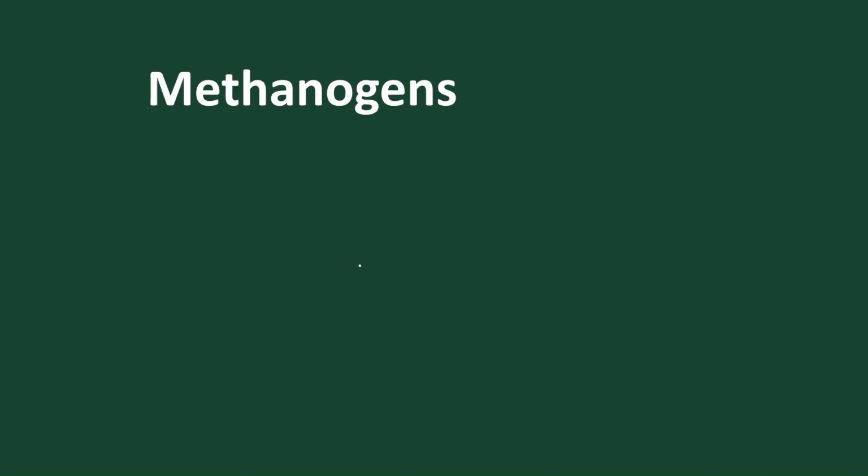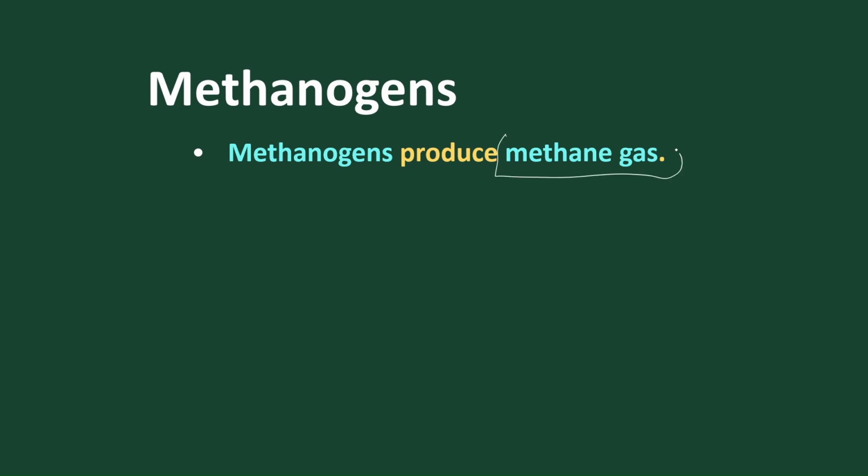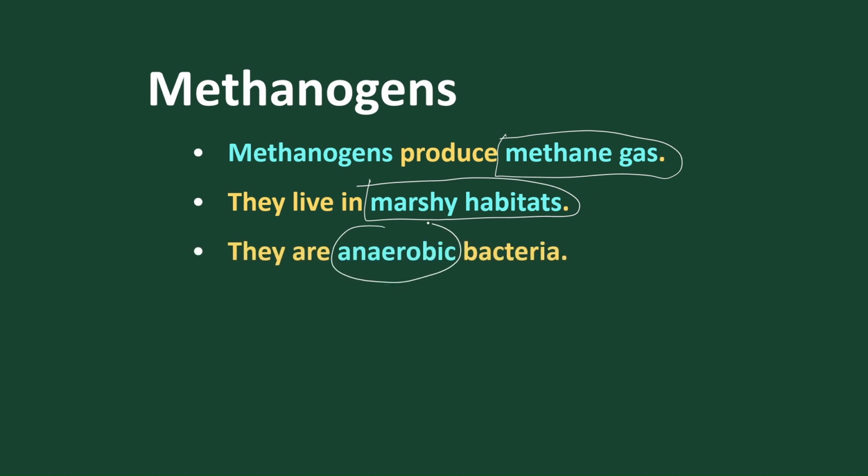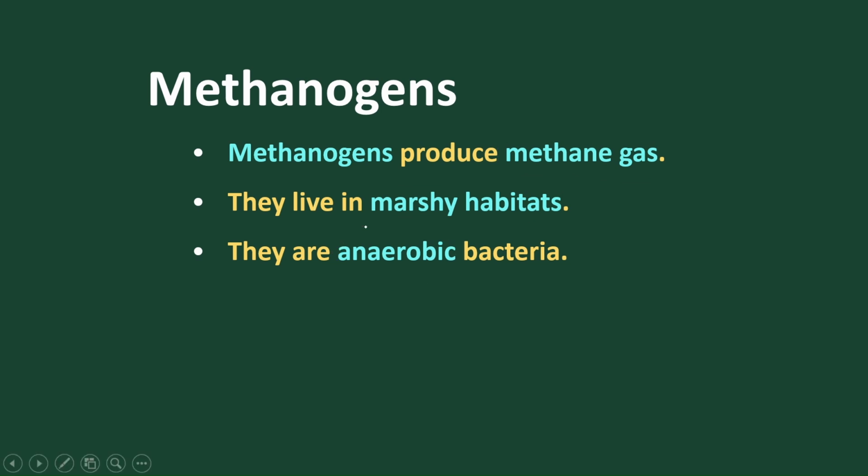Let's start with Methanogens. What are Methanogens? These are special bacteria that produce methane gas from formic acid and carbon dioxide. They live in marshy habitats. Another very important point is that all Methanogens are anaerobic bacteria.